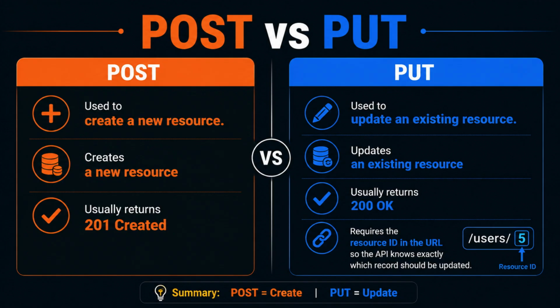Before we finish, let's quickly compare POST and PUT. POST is used to create a new resource. PUT is used to update an existing resource. POST usually returns 201 Created. PUT usually returns 200 OK. Another important difference is that PUT requires the resource ID in the URL, so the API knows exactly which record should be updated.